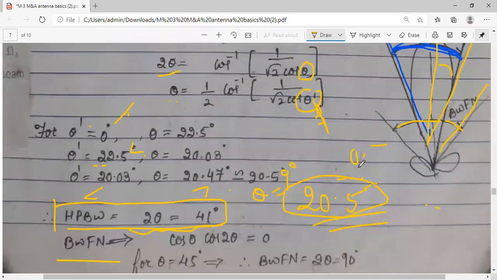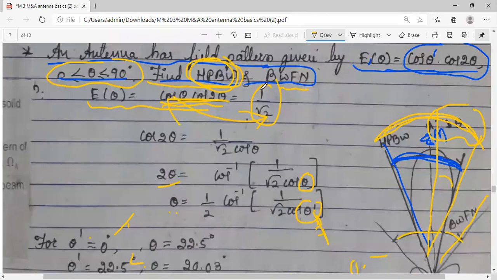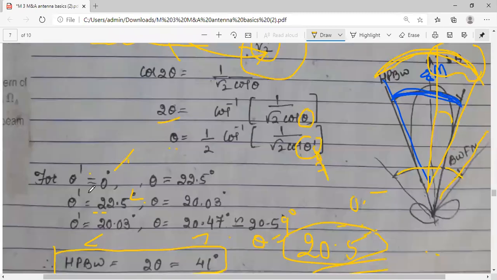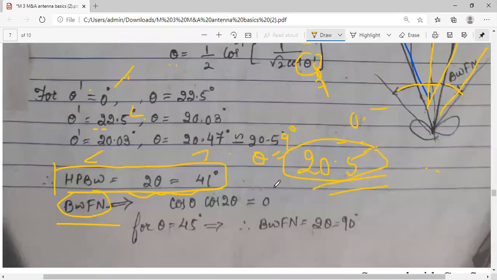Talking about BWFN, I said HPBW के लिए you equate it to 1 by root 2, 0.707. So for BWFN, you equate it to 0. So if you do in the similar manner, you will get this. Theta for 45 degrees, you will get the constant value, or in other way, let me explain you. If LHS is this, it should be equal to RHS, that is 0. If I substitute theta as a 0, what I will get?